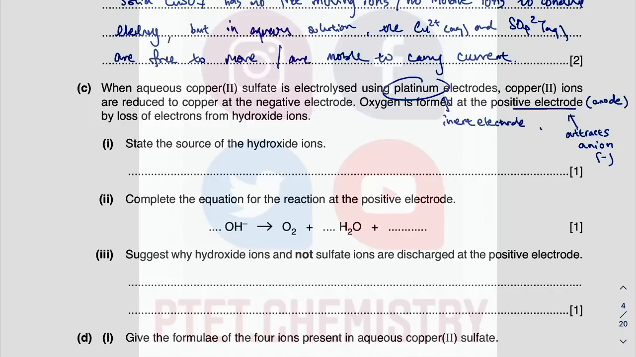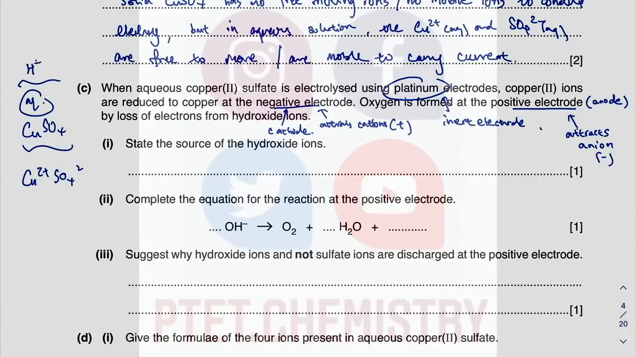Whereas the negative electrode attracts cations. Cations are positively charged. That's why the electrode is negatively charged. The negative electrode is also known as the cathode. All right, so where does the hydroxide come from? When you break it down, you have aqueous CuSO4. The ionic compound gives you these ions, but the water will give you the H plus and OH minus.